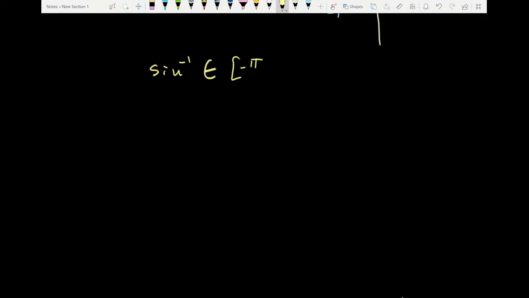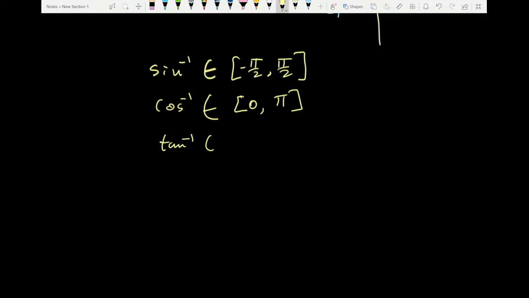So now I'm going to give you a little bit more restrictions. Last time we looked at sine inverse living from negative pi over 2 to positive pi over 2. Note it includes the two points. Cosine inverse lived from 0 to pi. And tangent inverse lived from negative pi over 2 to positive pi over 2.